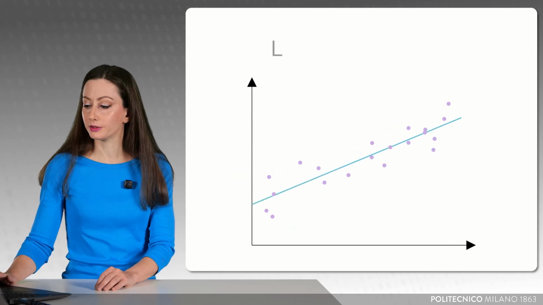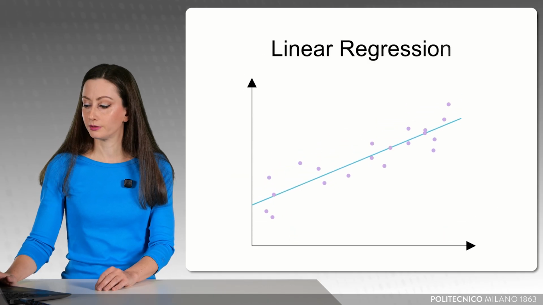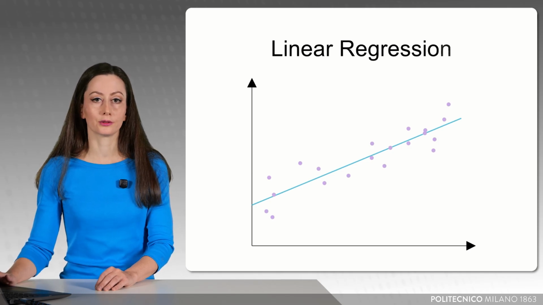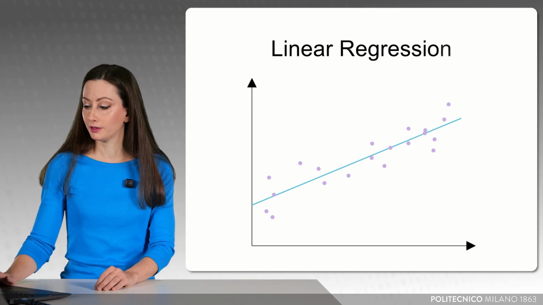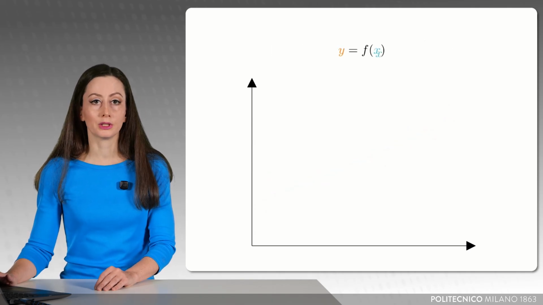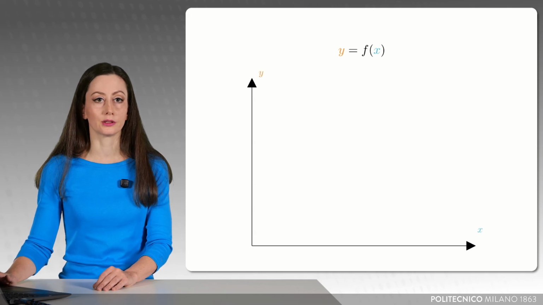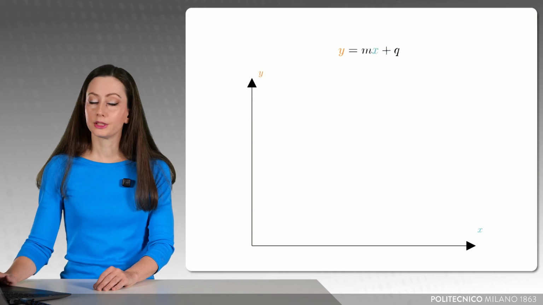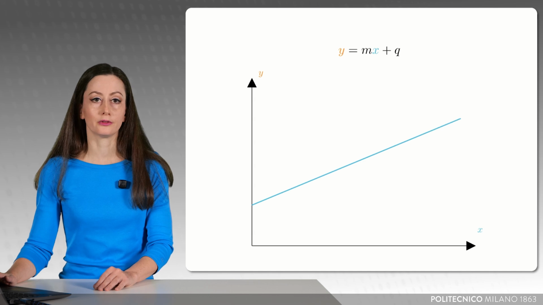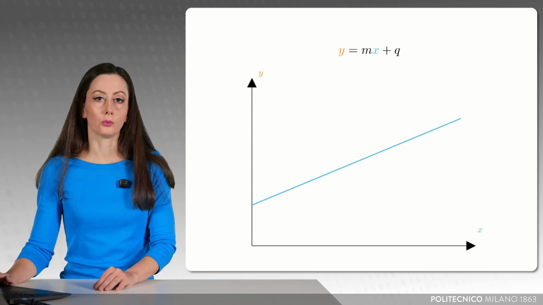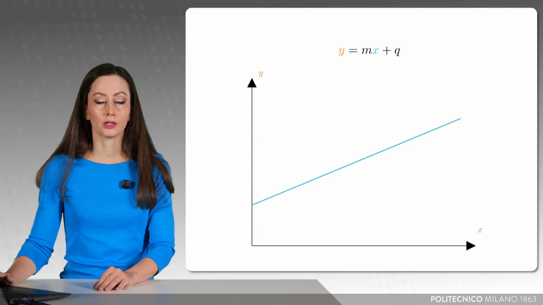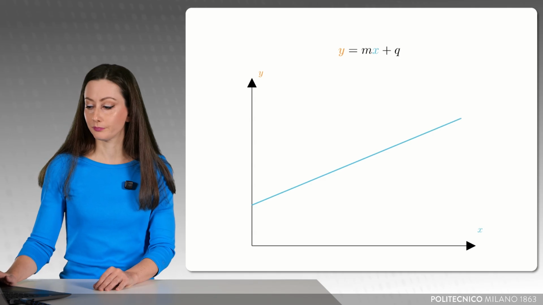Among different possible models, we will introduce linear regression to determine a linear relationship between variables. The key question is now, how can I construct this line mathematically? Thanks to its easy interpretability, linear regression is a popular statistical technique used to model the relationship between an independent variable x and a dependent variable y. This technique assumes that the relationship between variables is described by the equation y equals m times x plus q, and the coefficients m and q have clear and intuitive meanings.